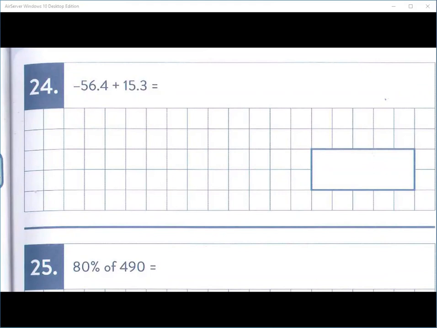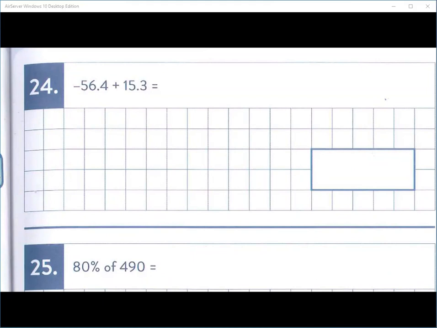Since it's minus 56, you have to add them together. Okay, so you've got minus 56.4, add 15.3. So this is like our negative numbers now. So we need to work out, in a sense, the question is really 15.3 take away 56.4. So there are different ways of thinking about the question. How are you thinking about number 24? What are you going to do?